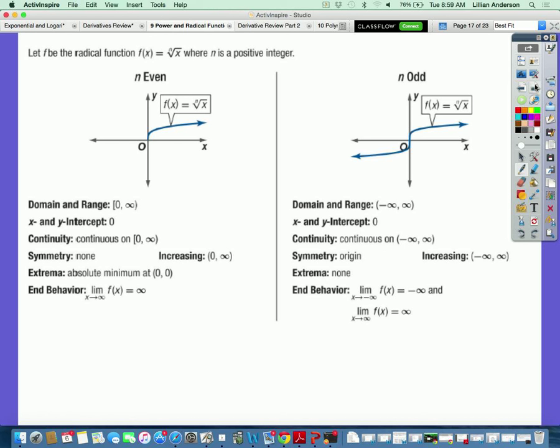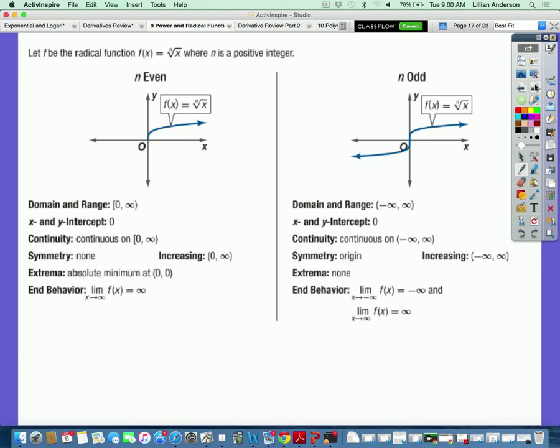And with n being odd, you see its respective features there. There's no extrema. It's increasing the entire time, and we do have left and right-end behavior. So it's basically like a cubic. Exactly. Very similar to a cubic. Questions?